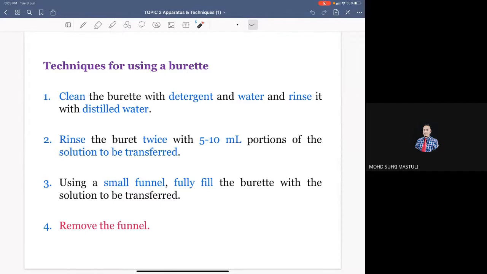As usual, the burette has to be cleaned using detergent and water, and then rinsed with distilled water. Next, rinse the burette twice using a small portion of the solution to be transferred. Then we use a small funnel to fill the burette with the solution to be transferred, and then we remove the glass or plastic funnel.